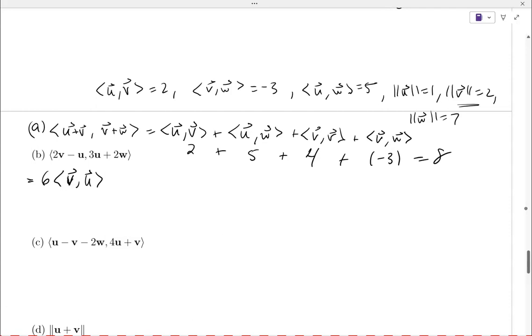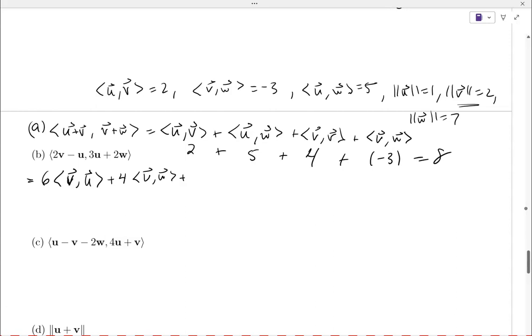2 times 3. Right? I'm doing the first terms, thinking about your FOIL here. I'm multiplying the first terms together, so I'm doing the 2 times the 3. What would you get for your outer term? 4. Good. 4, and then v inner product with w.